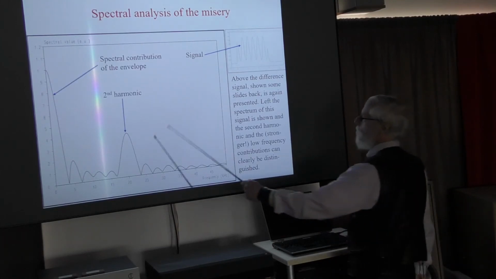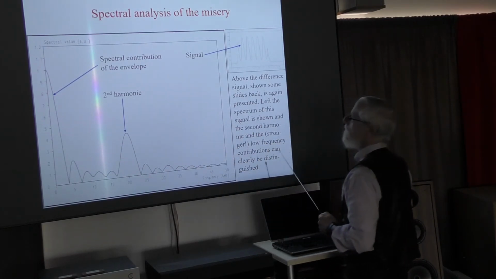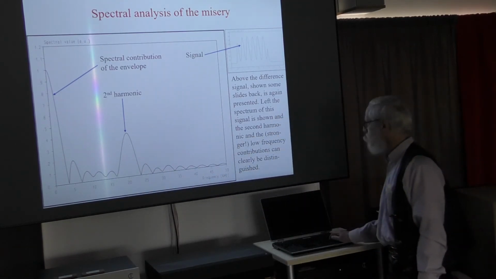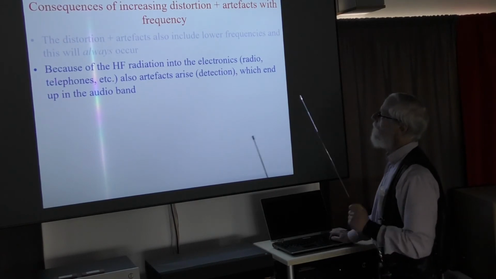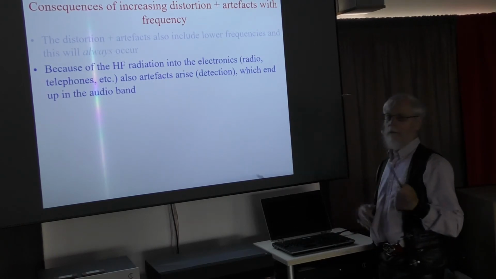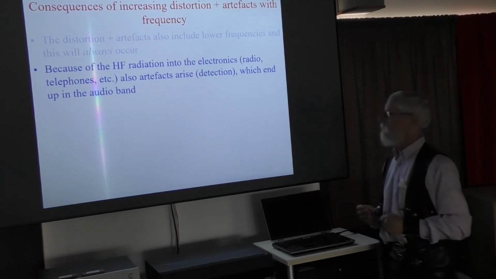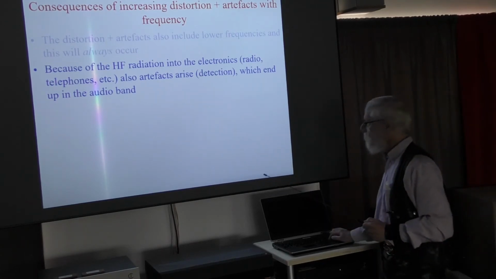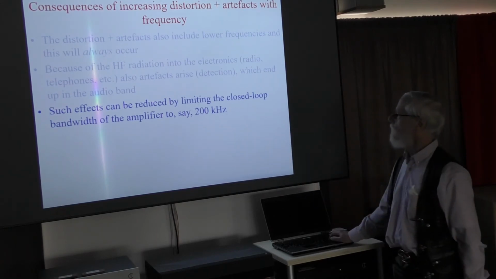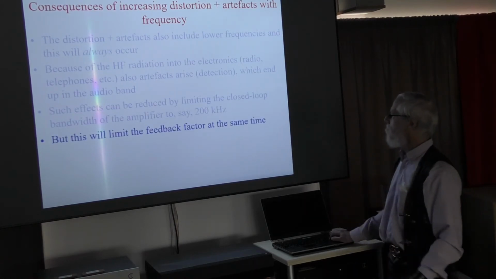So the second harmonic is there, and it's obvious, but the envelope is also there, and this one is perceptually very distorting. And by high frequency radiation, which comes into the electronics, and by radio telephones, artifacts also arise by detection, and those also end up in the audio band. So you can reduce these effects by limiting the closed loop bandwidth to, say, 200 kilohertz. But this will limit the feedback factor at the same time.